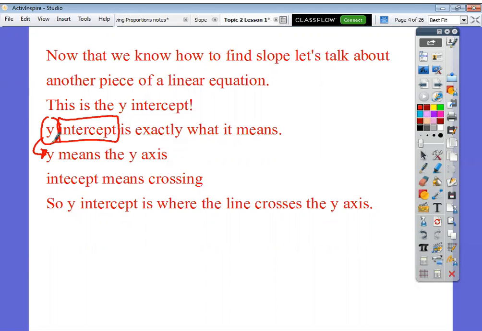Okay, for you football fans, you're always rooting for the Seahawks to get an interception, which means that they cross through the line that the football is going in and they catch the ball before it gets to the other team's receiver. So intercept means crossing. So basically, the y-intercept is where the line crosses the y-axis.